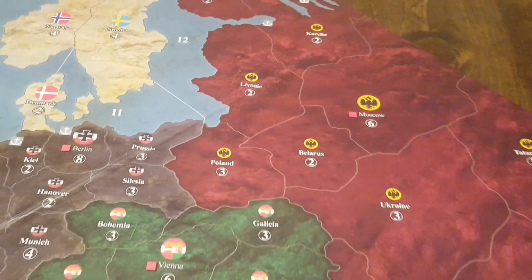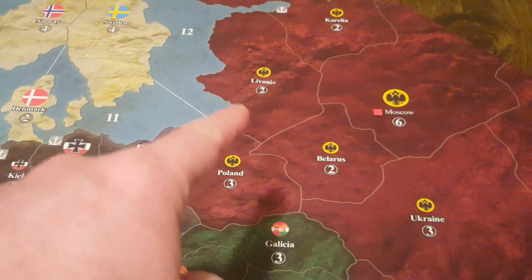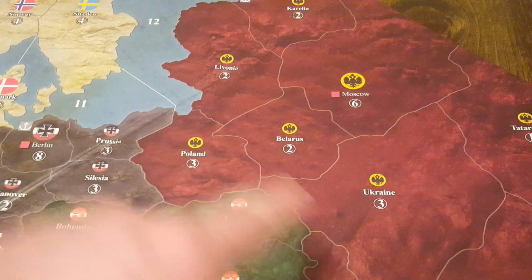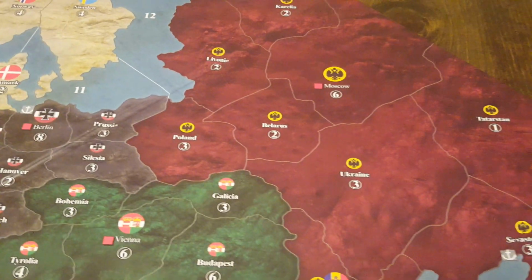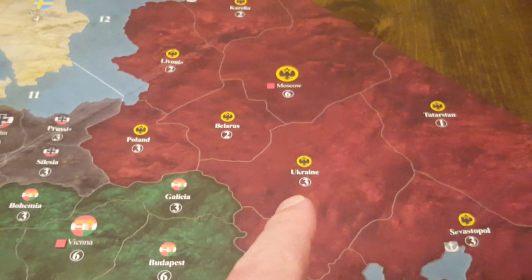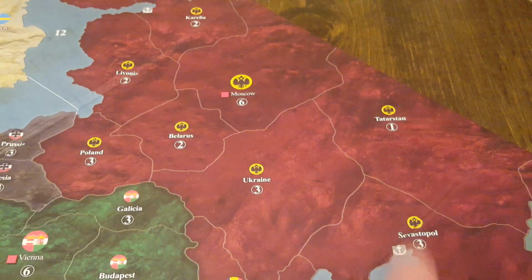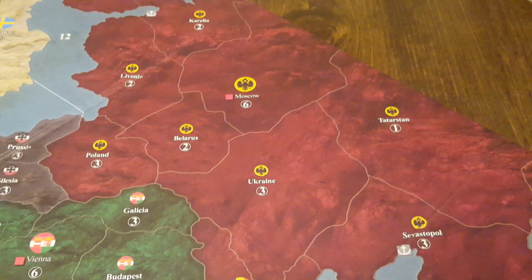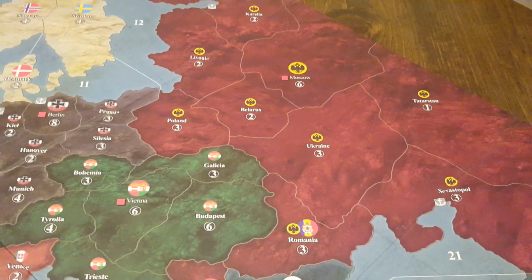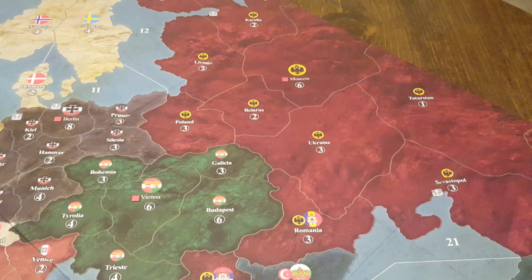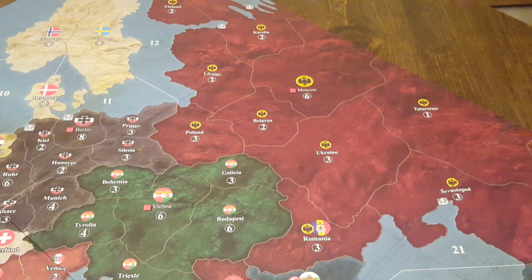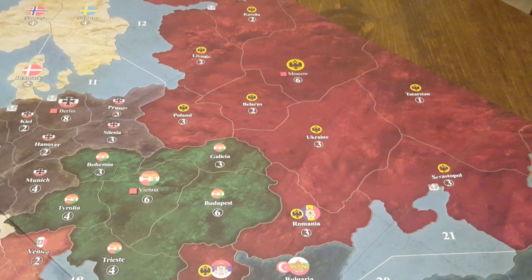Chances are that if you're going for this, it's going to be Livonia, Belarus, and Ukraine, just because those are along the border and those are easy. But it could just as easily be Belarus, Ukraine, and Tatarstan or something, if for some reason Germany or Austria gets back here. That could count too. Any 3 adjacent to Moscow. You could have more than that. That doesn't impact it, but you have to have at least 3.